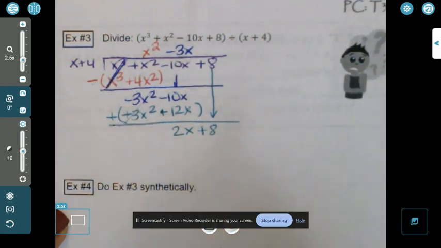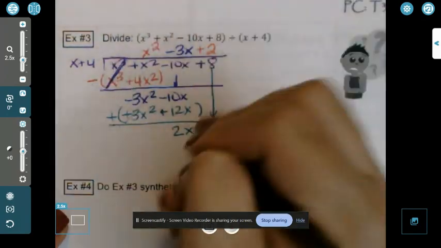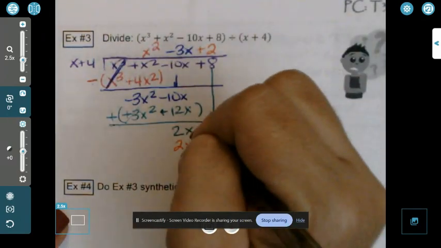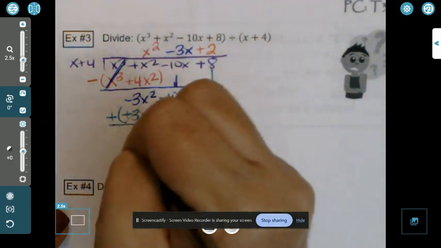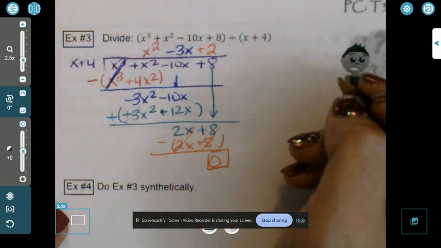So then how many times will x go into 2x? Well, x times what gives me 2x? So the answer there is 2. 2 times x is 2x. 2 times 4 is 8. But remember, we're subtracting, so that cancels that. So 0 is my remainder.